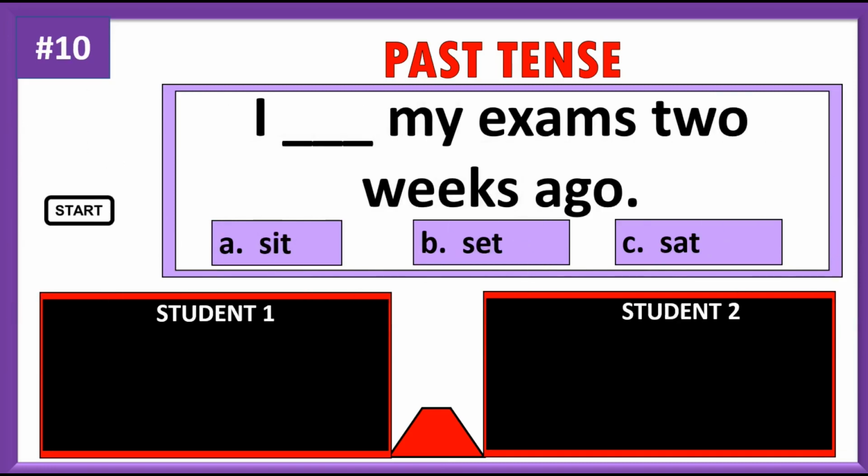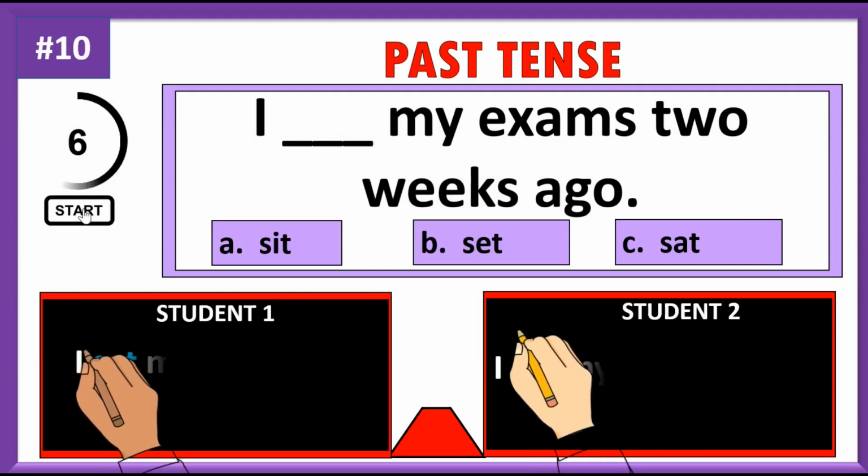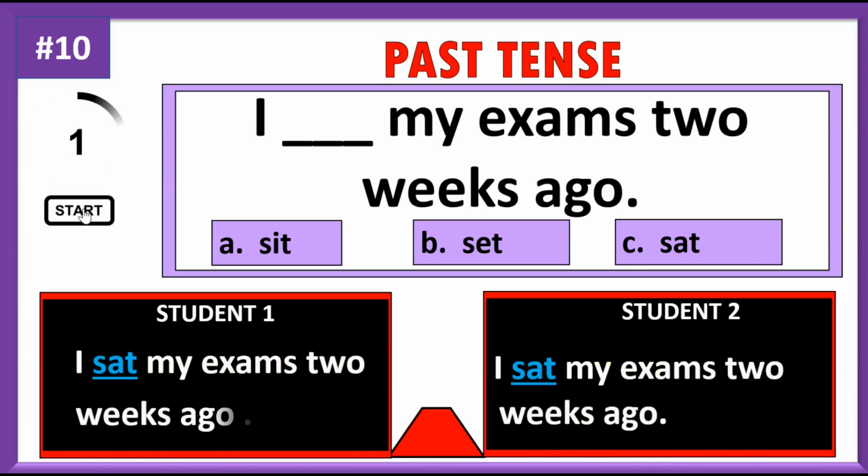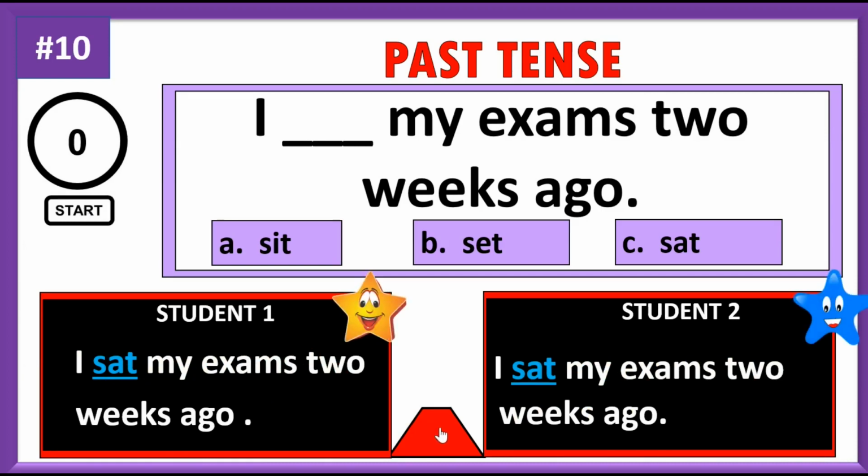Question number 10 gives you 3 verbs: sit, sat, and sat. Now, guys, which one of them should complete the sentence? Now I notice that student 1 and student 2 have the same verb. Are they correct? Yes, they are correct. I sat my exams 2 weeks ago.